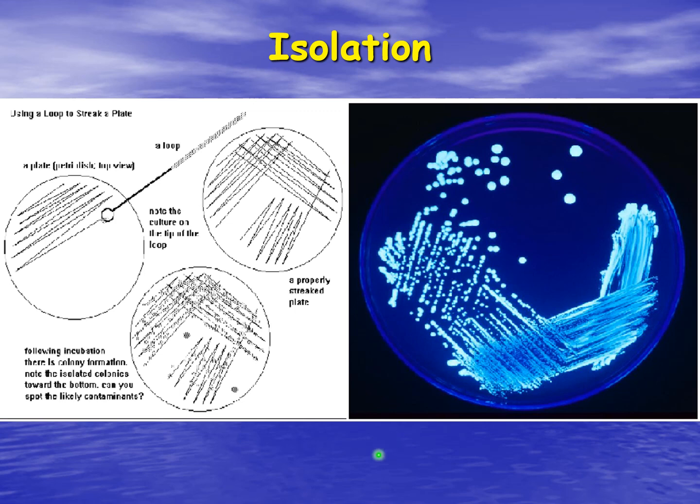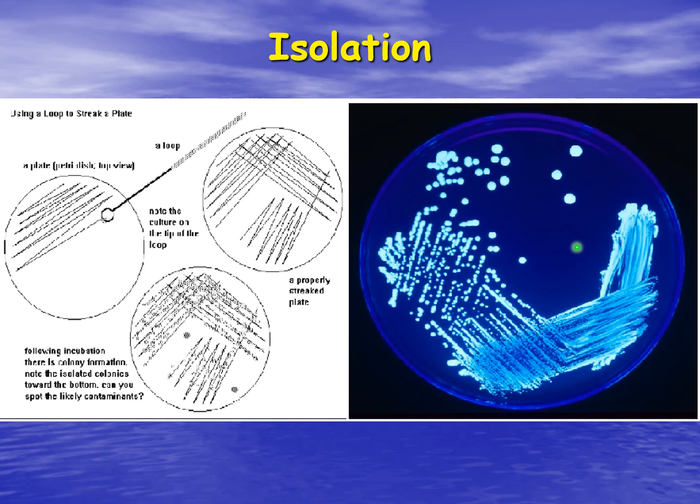Then we sterilize the loop, and we'll drag it through the second streak line and again kind of spread it out a little bit more. And that's what we did here. And then sometimes, depending on the size of your Petri dish, we can even do it a fourth time, sterilizing the loop, dragging it through the third streak line, and now bringing it out to a fourth streak line.